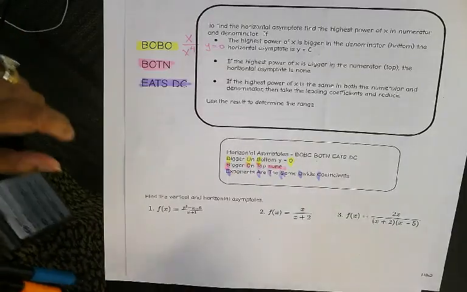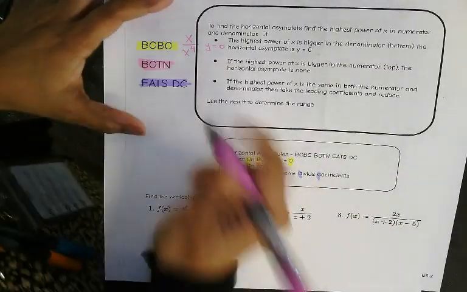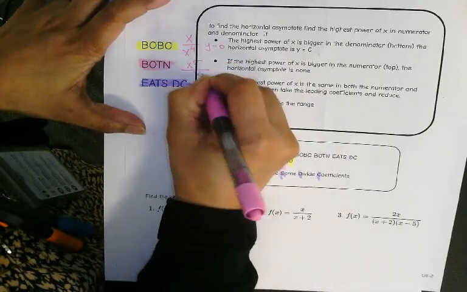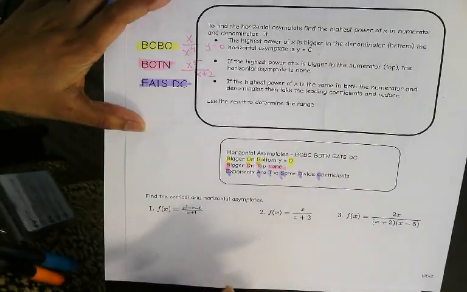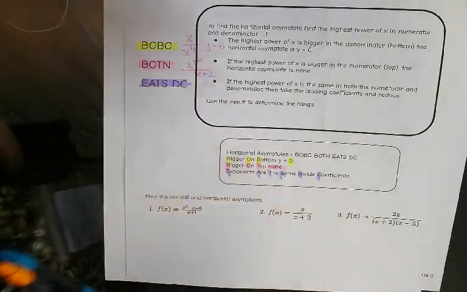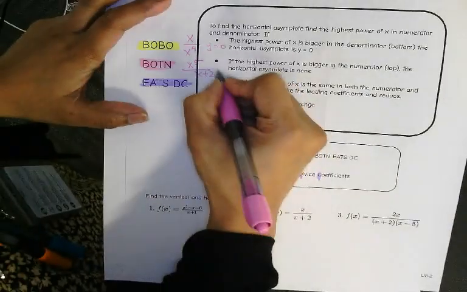Okay? So bigger on the top means, if I have x to the power 5 over x plus 2, which one is the bigger? X to the power 5 is the bigger one, right? So in that case there will be no horizontal asymptote. So none.